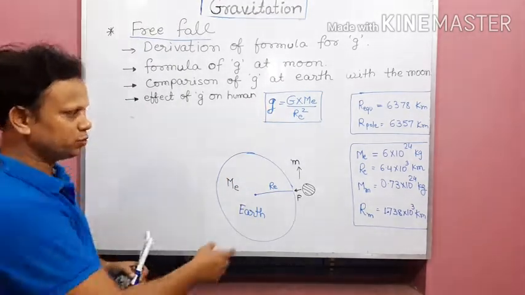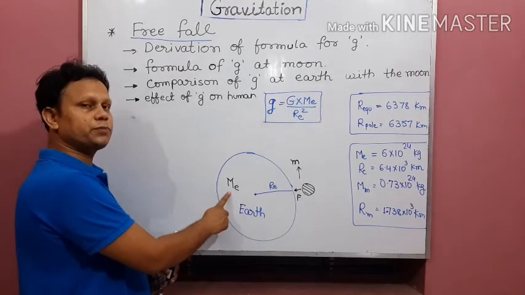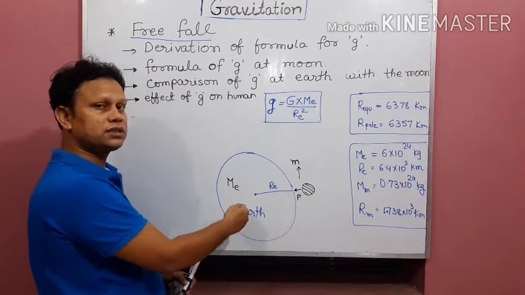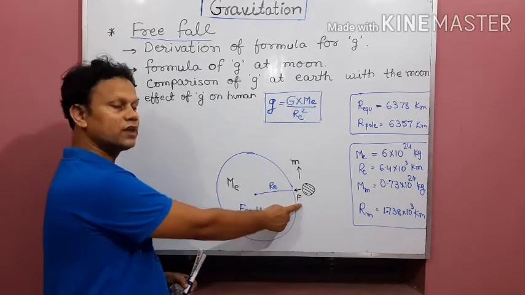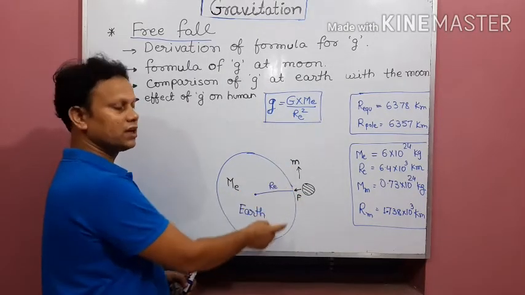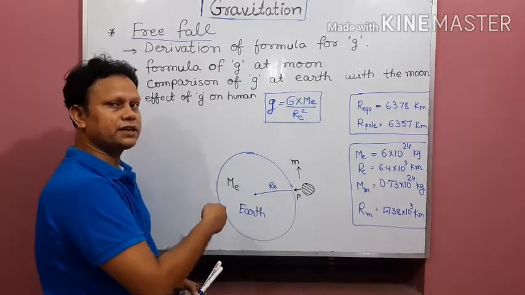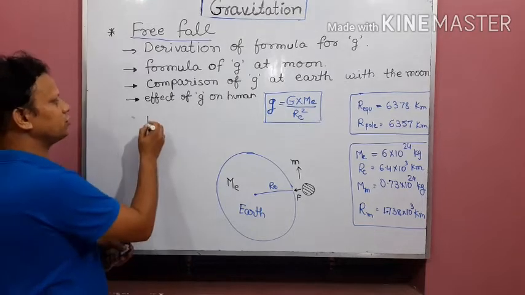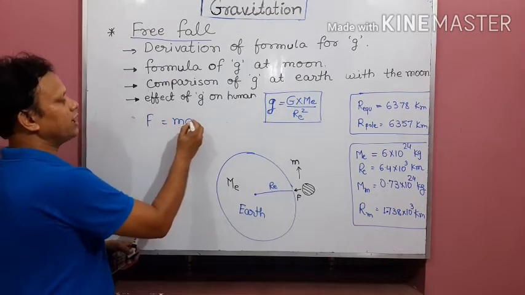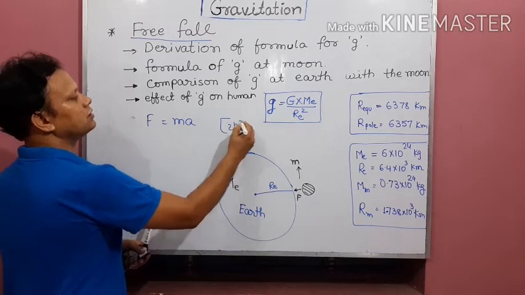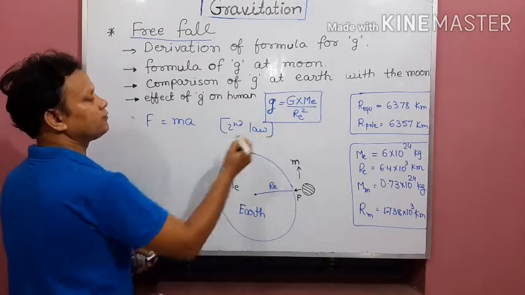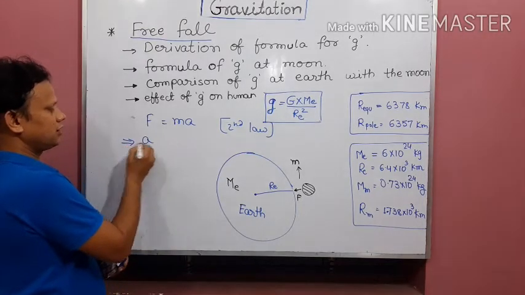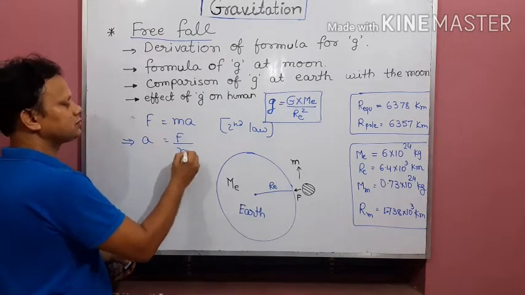Now suppose this is earth of mass M, and radius is R, and near earth's surface some object of mass small m is falling towards the center by the gravitational force F. Now this is accelerated. According to Newton's second law, we know that force is equal to mass into acceleration. Now from that we can derive that a is equal to force by mass.